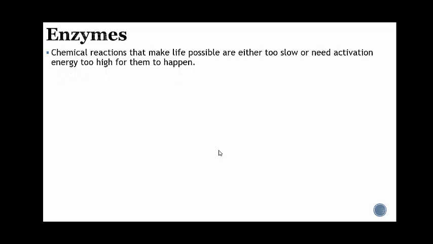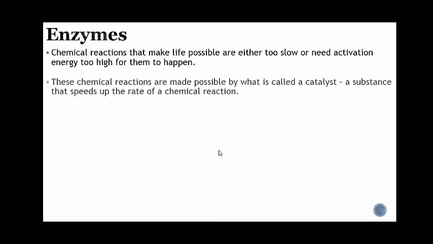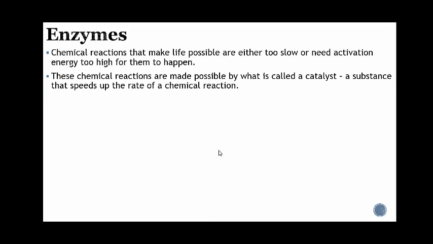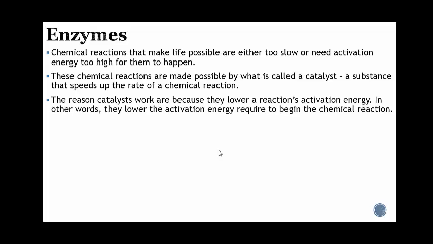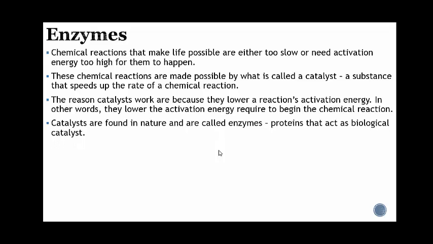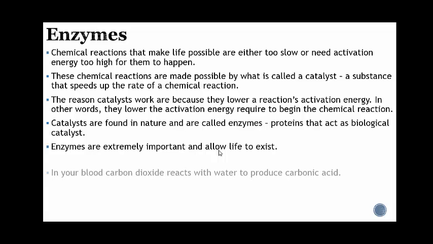Now, chemical reactions that make life possible are either too slow or need activation energy too high for them to happen. These chemical reactions are made possible by what is called a catalyst, a substance that speeds up the rate of a chemical reaction. Well, the reason catalysts work is because they lower a reaction's activation energy. In other words, they lower the activation energy required to begin the chemical reaction. Catalysts are found in nature, and we call these catalysts enzymes, which are proteins that act as a biological catalyst. Enzymes are extremely important and allow life to exist.